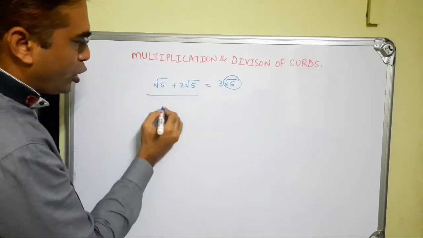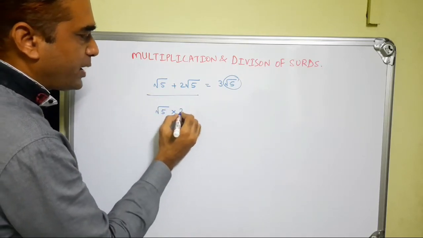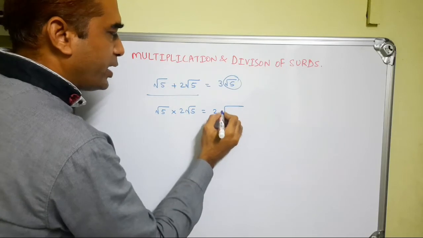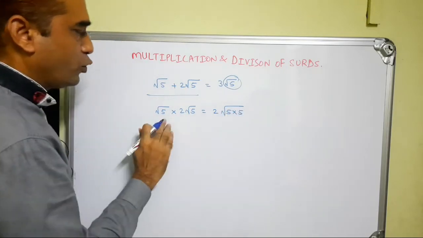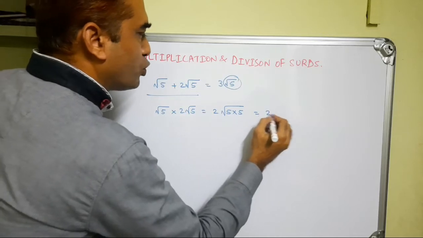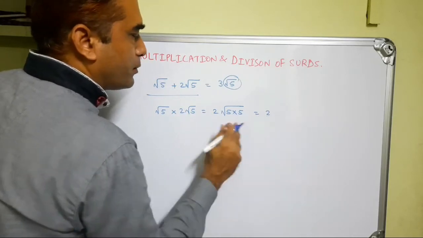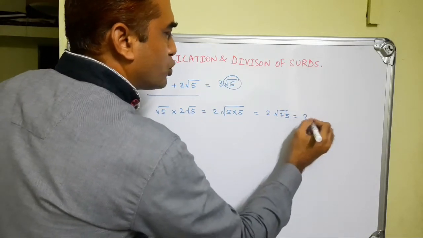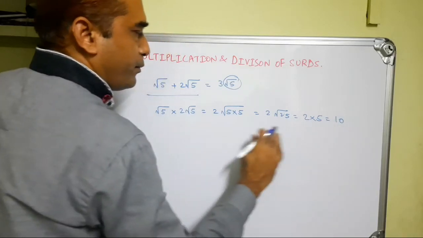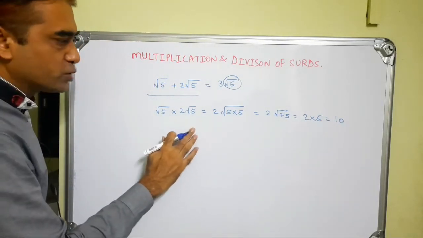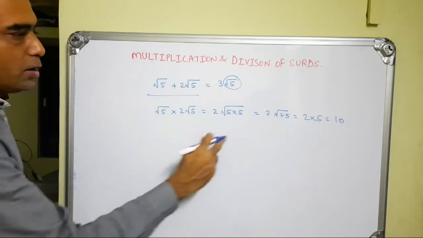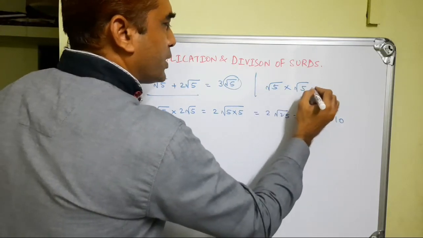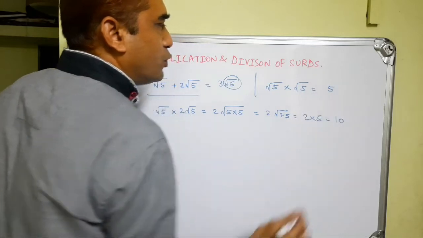Example, now root 5 multiplied by 2 root 5 equals 2 in the radical sign 5 into 5, root 5 into root 5. So this is equal to 2, and root 5 into root 5 means root 25, and root 25 equals 5. So 2 5s are 10. This is the product of these two surds. Because you have to remember that root 5 into root 5 equals square root of 25, and that is equal to 5.